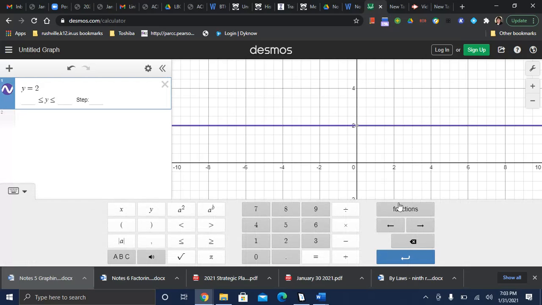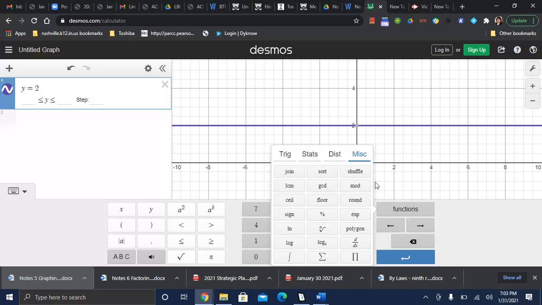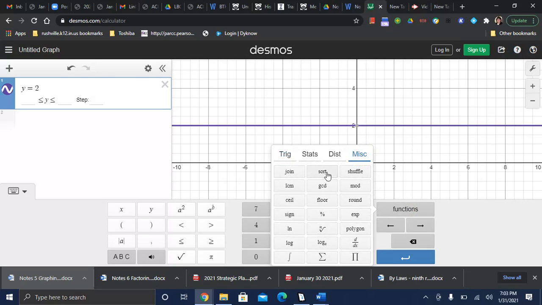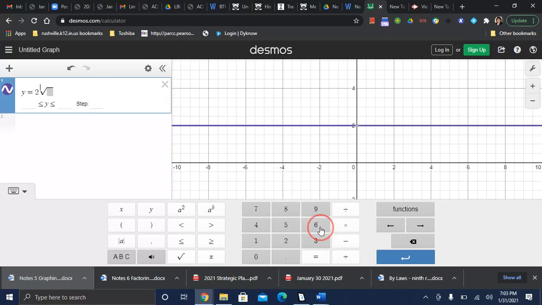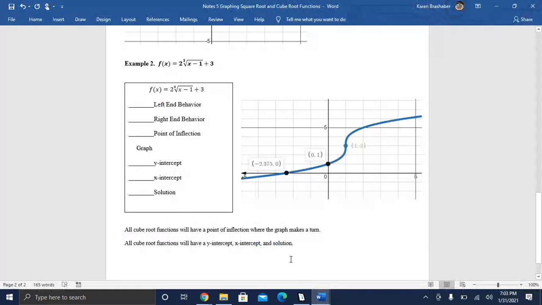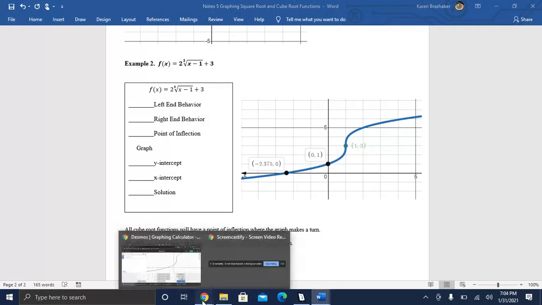The cube root is found over to the right where it says functions. Then usually it starts off on trig. You're going to have to go over to miscellaneous, and then down at the middle column, third row from the bottom, is the little root symbol. It'll let you put in a 3 in the hook to tell it that you're doing a third root. And then your function is x minus 1. And then outside you have plus 3. I'm going to verify that that is the correct function. So the third root of x minus 1 plus 3.